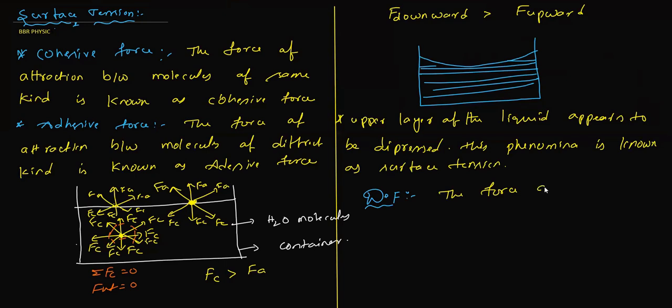The force acting per unit length. For surface tension, I am giving the symbol T. Some people give S also, but you need not worry about that, you can take any symbol. T equals F by L, force acting per unit length. T stands for surface tension.